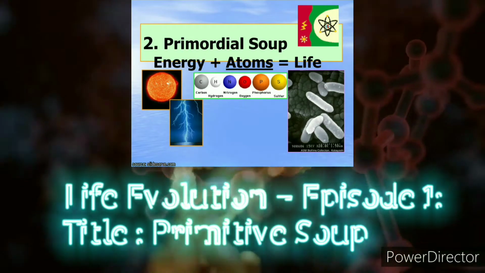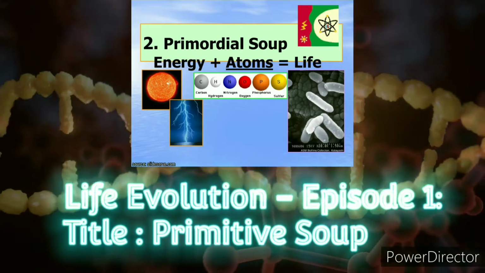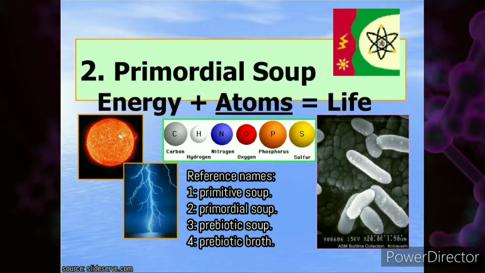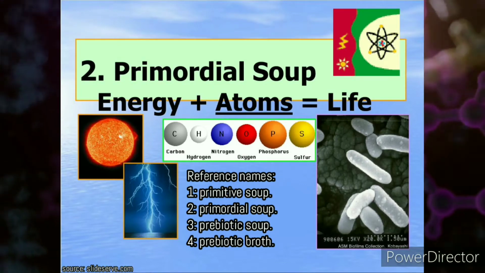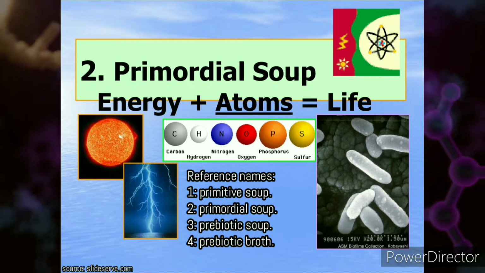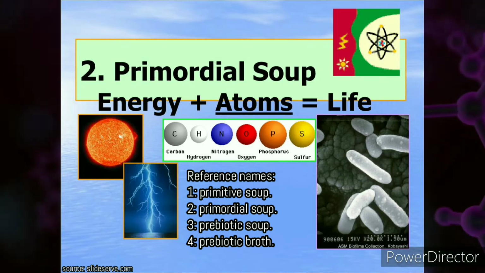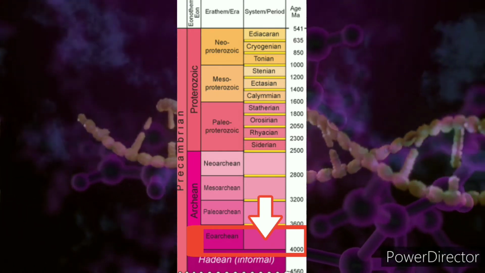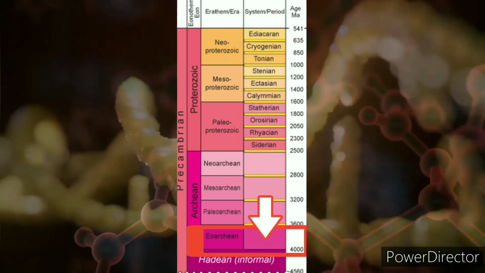Life Evolution. Episode 1. Title: Primitive Soup. Reference names: 1. Primitive soup. 2. Primordial soup. 3. Prebiotic soup. 4. Prebiotic broth. Time range: around 4 to 3.7 billion years ago.